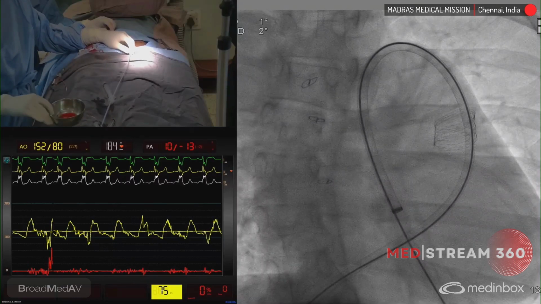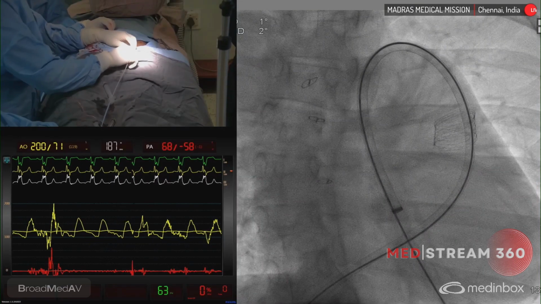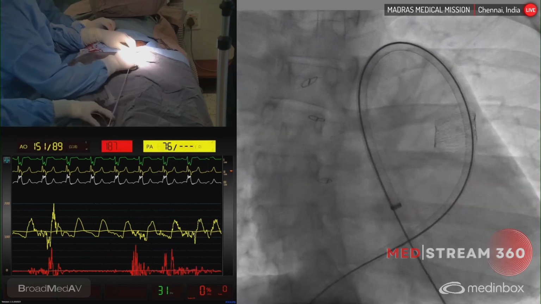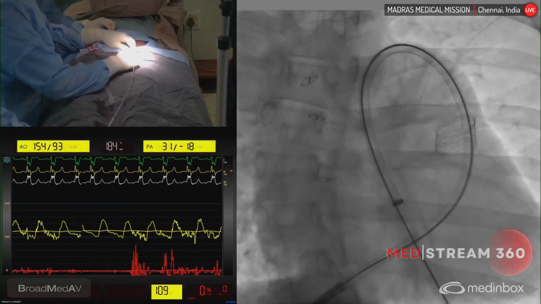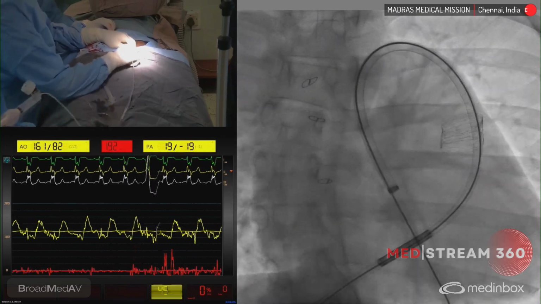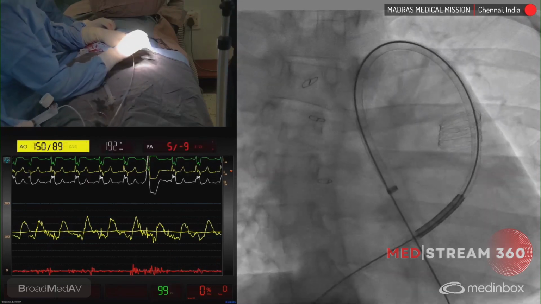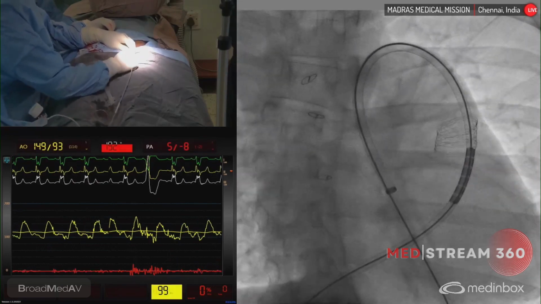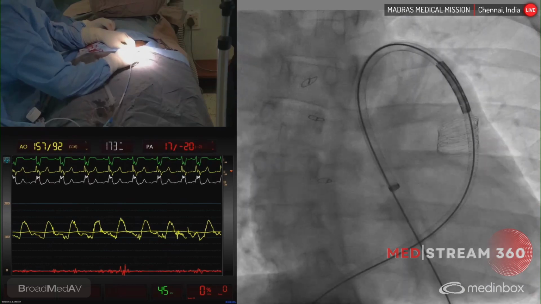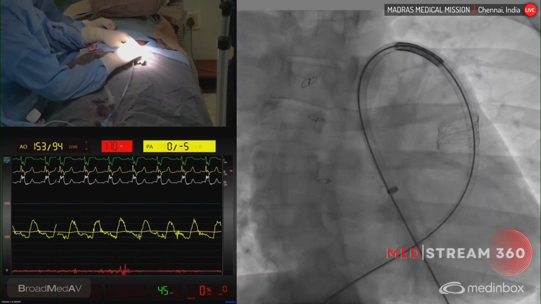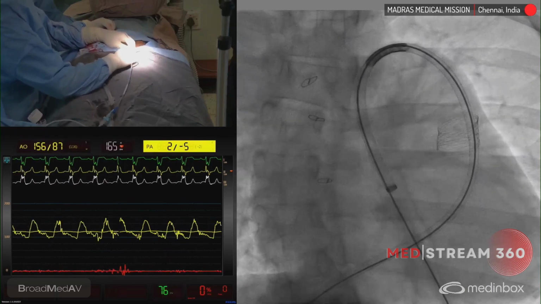I'm advancing in small pushes so that if there is any tension that is mounting on the wire, it will recoil back. I'm reaching the target of the left pulmonary artery.